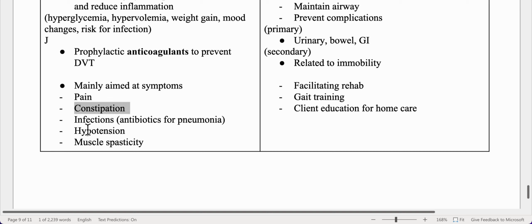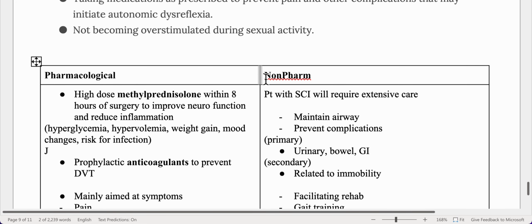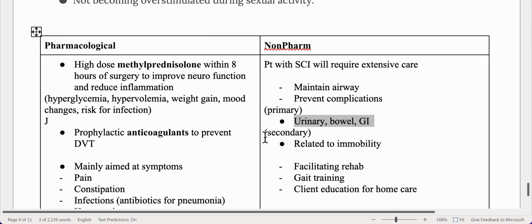Pain, constipation, infections, antibiotics for pneumonia, hypotension, muscle spasticity. Nonpharmacological: a patient with SCI will require extensive care. Maintain airway. Prevent complications. Primary: urinary, bowel, GI.